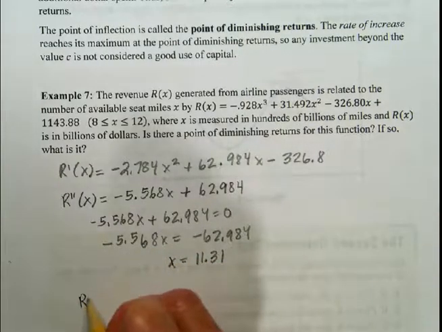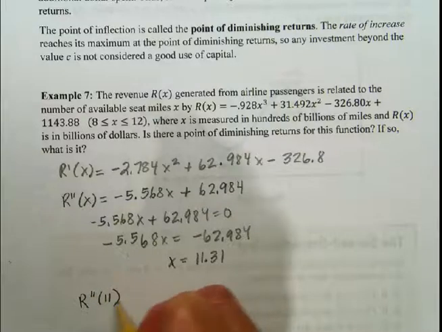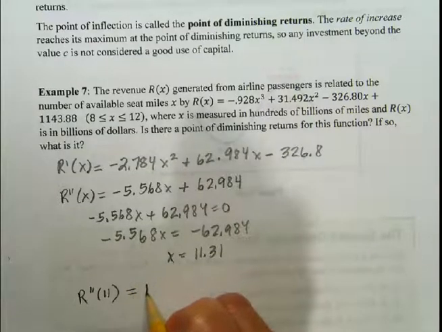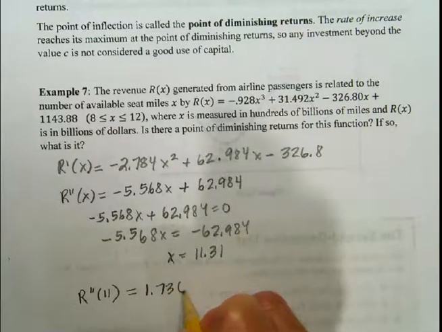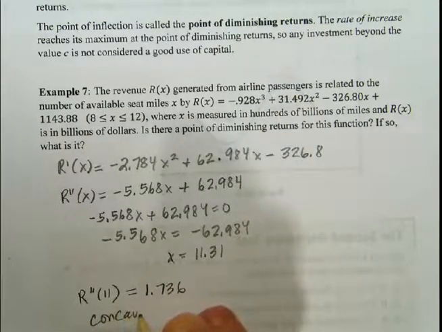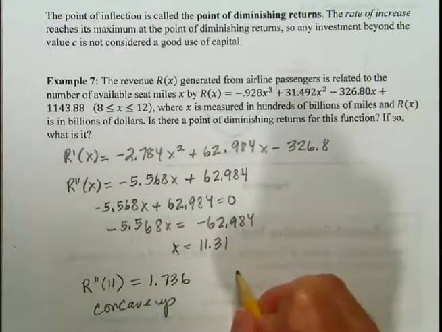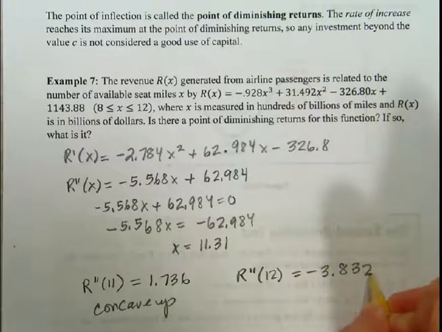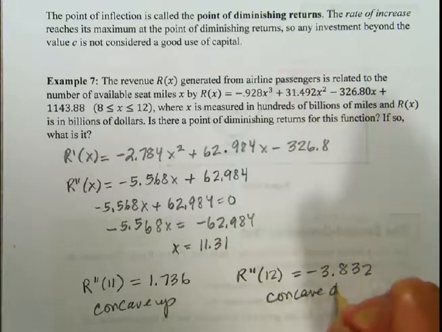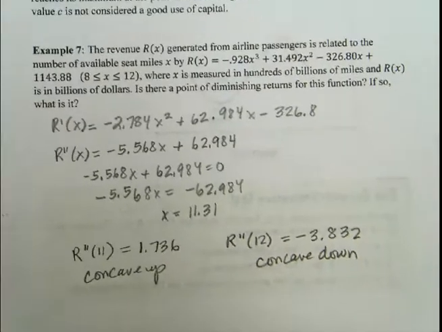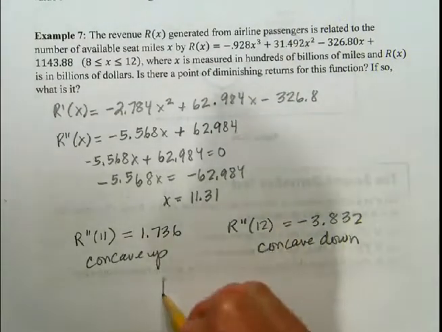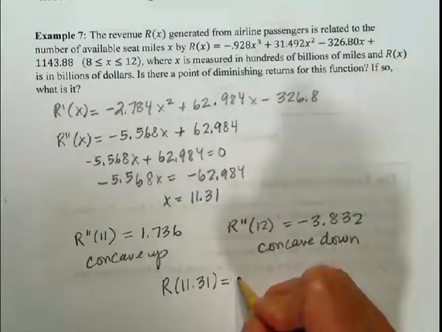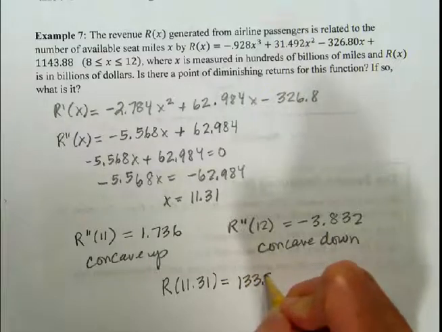If we actually plug in, say, 11, because this is 11.31, right? If I plug in 11 into that second derivative, I believe I got 1.736. That's a positive number, so I know it's concave up right there. If I plug in 12, I got a negative 3.832. So that is concave down. Remember, you're just looking at whether it's positive or negative in these cases. If I plug this actual point, 11.31, into the original function, I get 133.54.